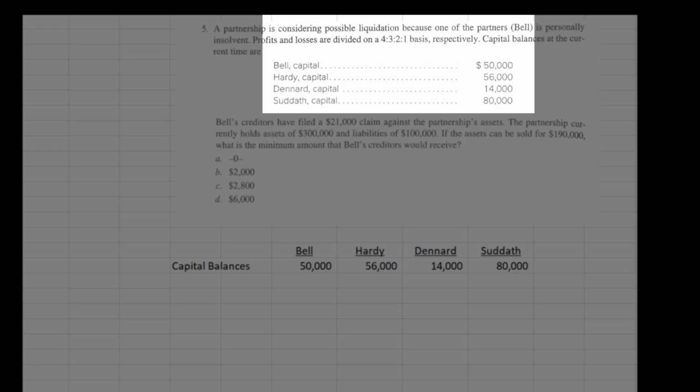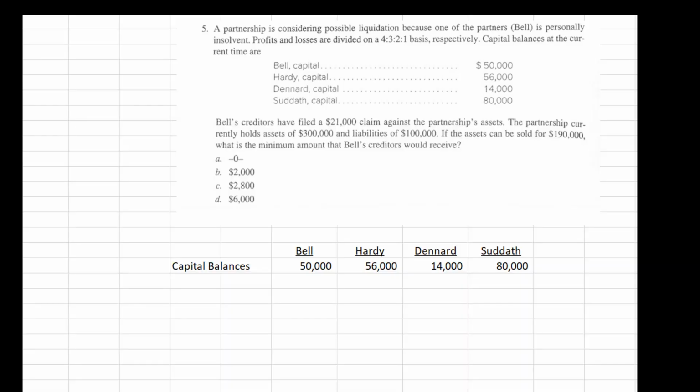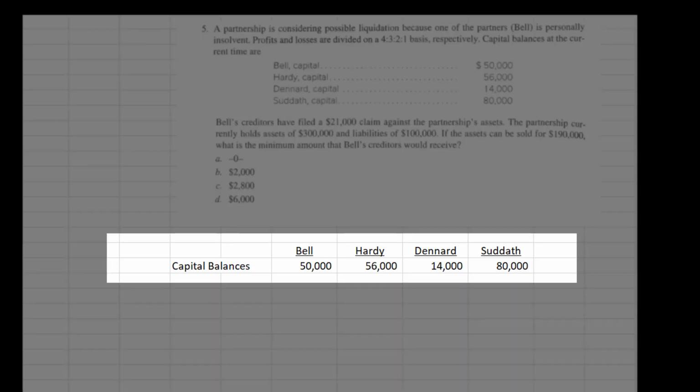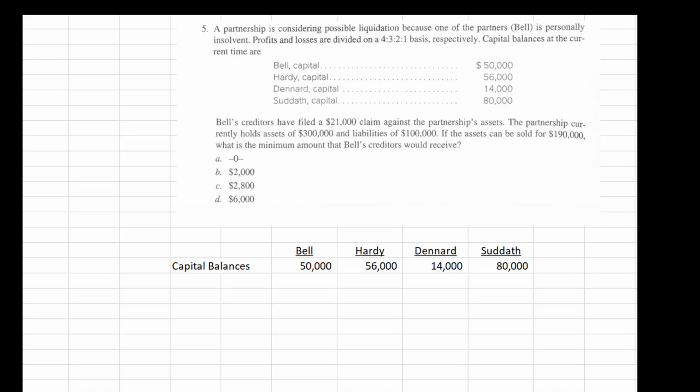Capital balances at the current time are as follows. So you can see below, again, Excel is great for partnership problems. I filled in their capital balances at the start of the question. Next paragraph, Bell's creditors. A creditor is someone you owe money to. So Bell owes somebody money. Let's assume it's a car loan. So Bell in his personal life has a car loan, and the bank has filed a $21,000 claim against the partnership's assets.